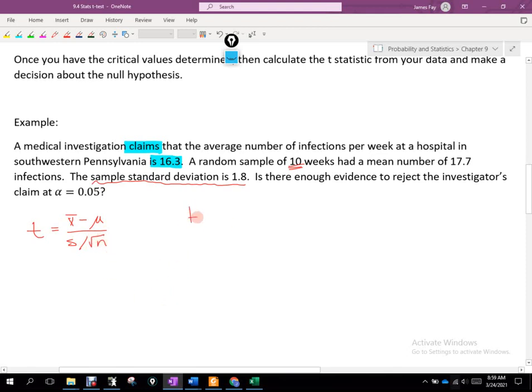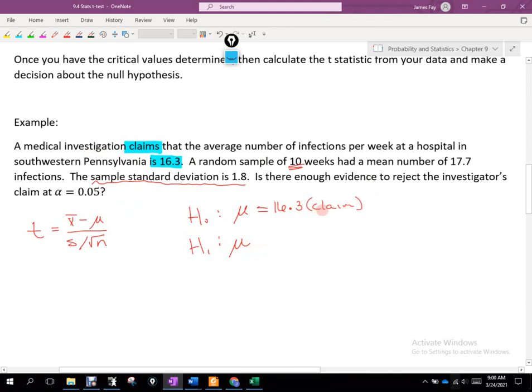And we have to address our hypotheses, so our null hypothesis and our alternative hypothesis. So still talking about averages here, so it's still mu. Okay. Now, it says a medical investigation claims the average number of infections per week at a hospital in southwestern Pennsylvania is 16.3. So which hypothesis is this highlighted stuff dealing with? Is it the null hypothesis or the alternative? It's the null, because it's got equality, right? Okay. Now, as we read that, that is actually the claim, right?